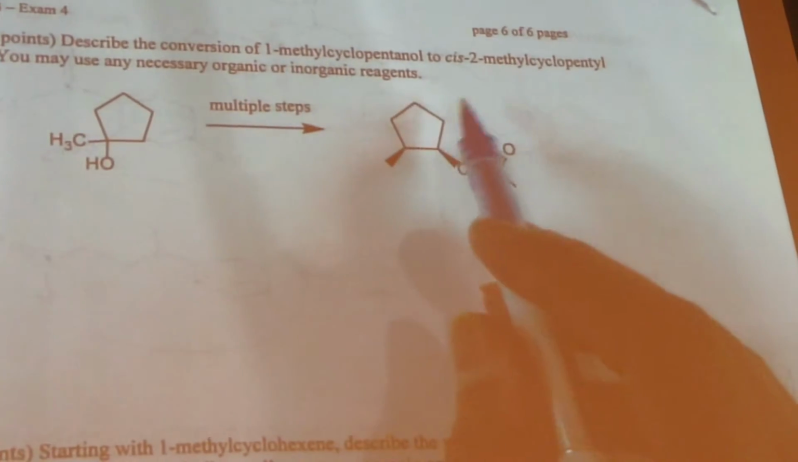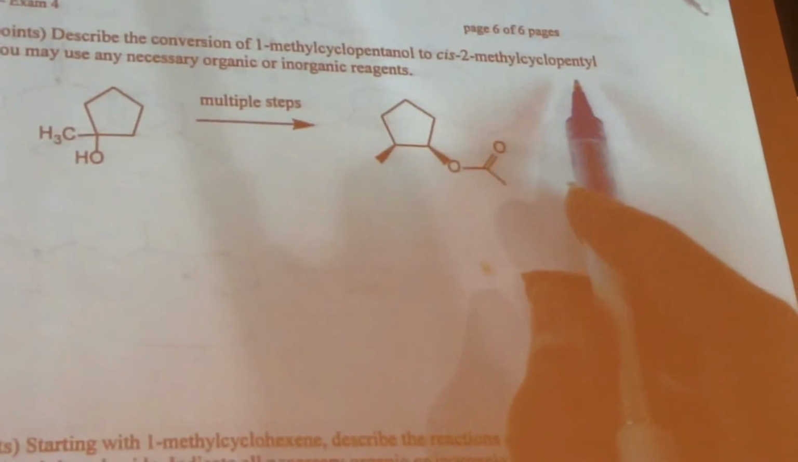Okay, describe the conversion of 1-methyl-cyclopentanol, which is shown here, to cis-2-methyl-cyclopentyl acetate. So in this type of problem, it's better to start from the end and, step by step, you can go back to the original compound. So what would I need to make this compound? Ideally, because you are attaching an acetate, you want a good leaving group here, but with an opposite stereochemistry.